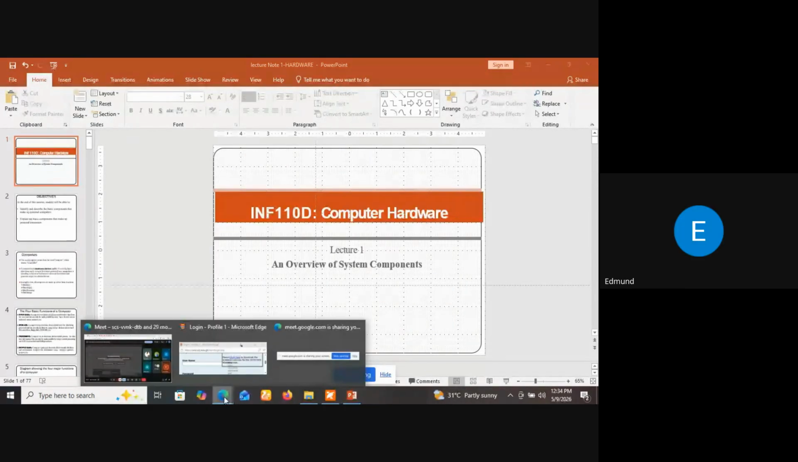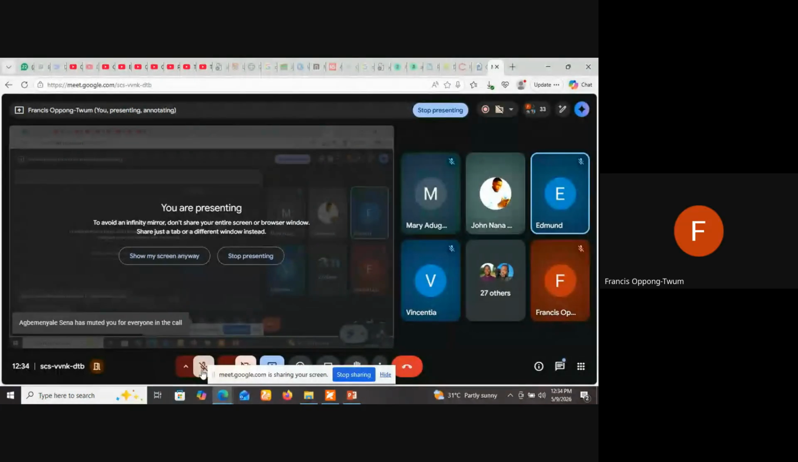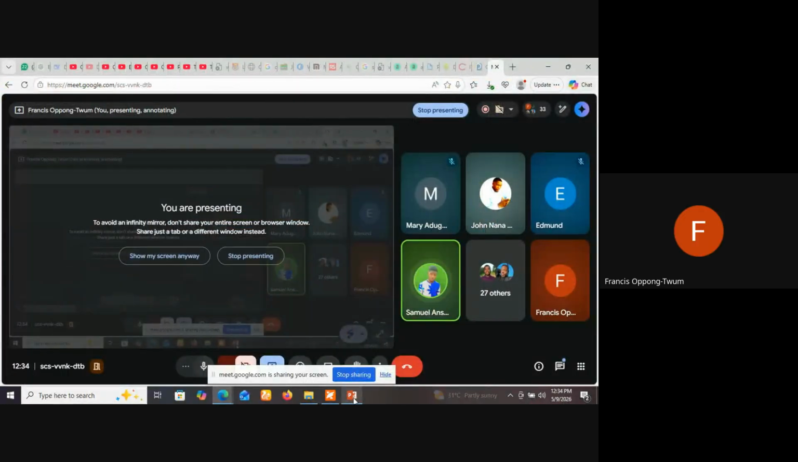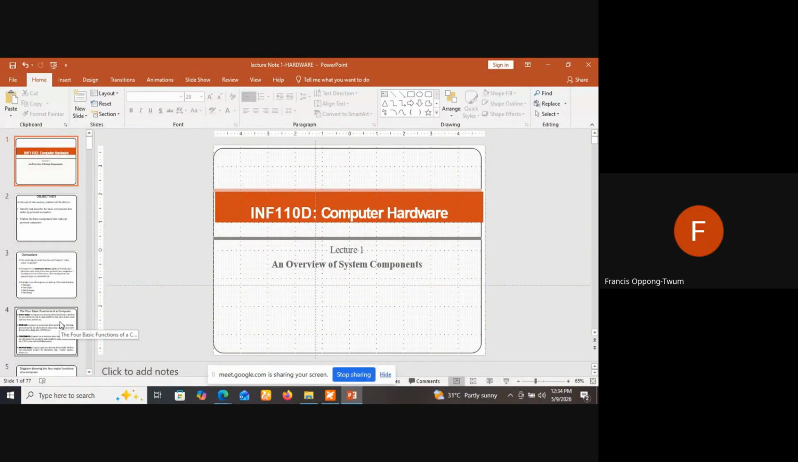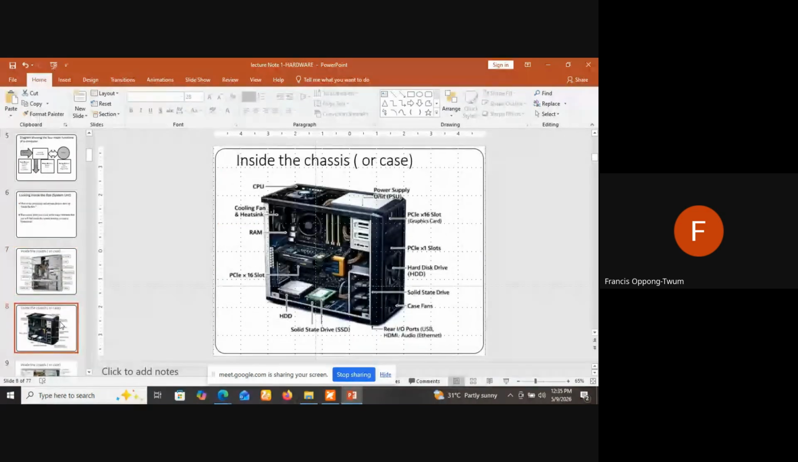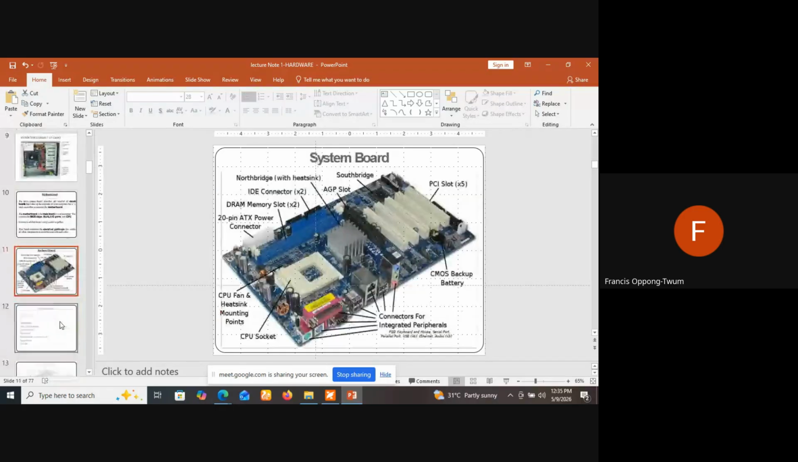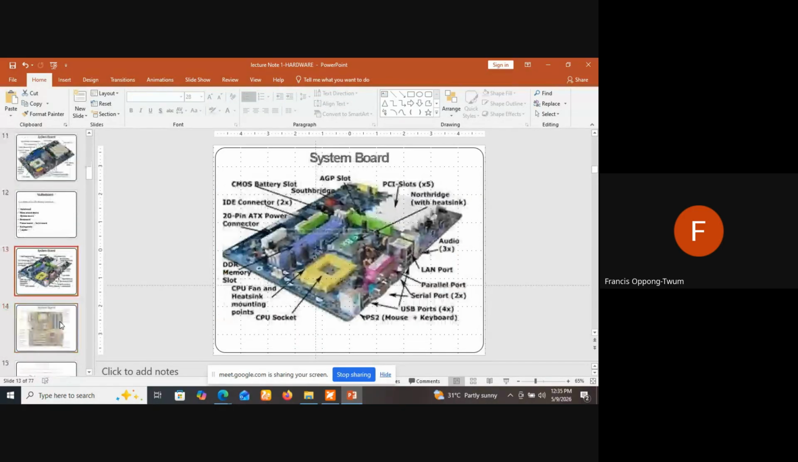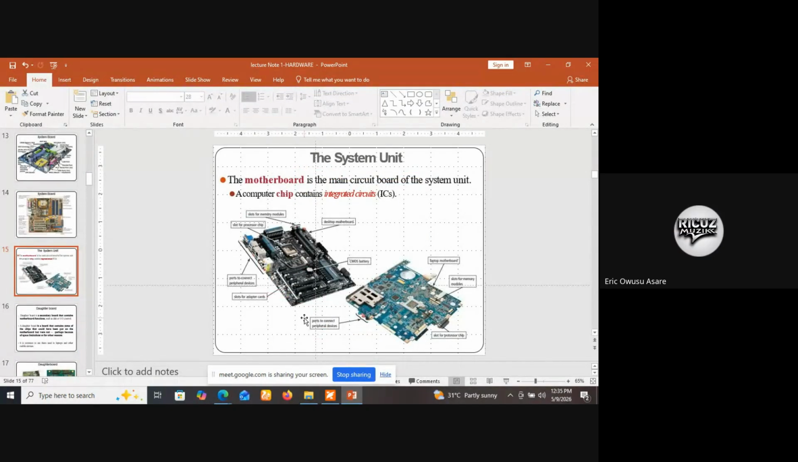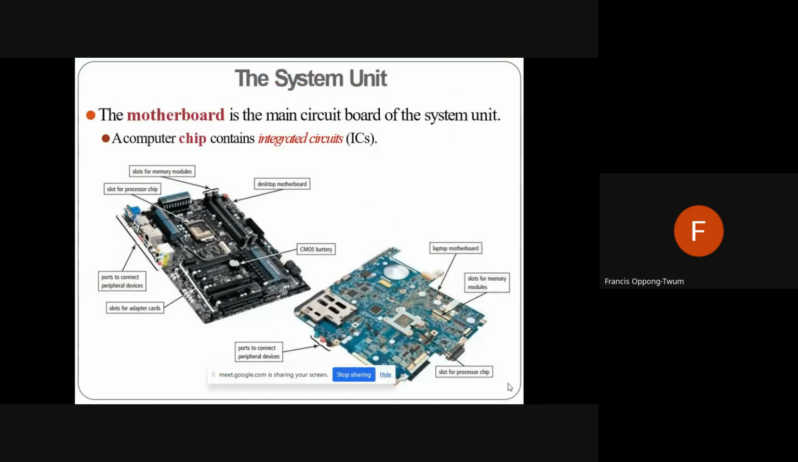Sir, please, we can't hear you. My screen is okay. Please, can you hear me now? Yes, sir, we can. Okay, sorry. I think this was muted. Okay, so I'm going on. Please, can you see the screen? Hello. Yes, sir. We can see. Can you see the screen? Yes, sir.